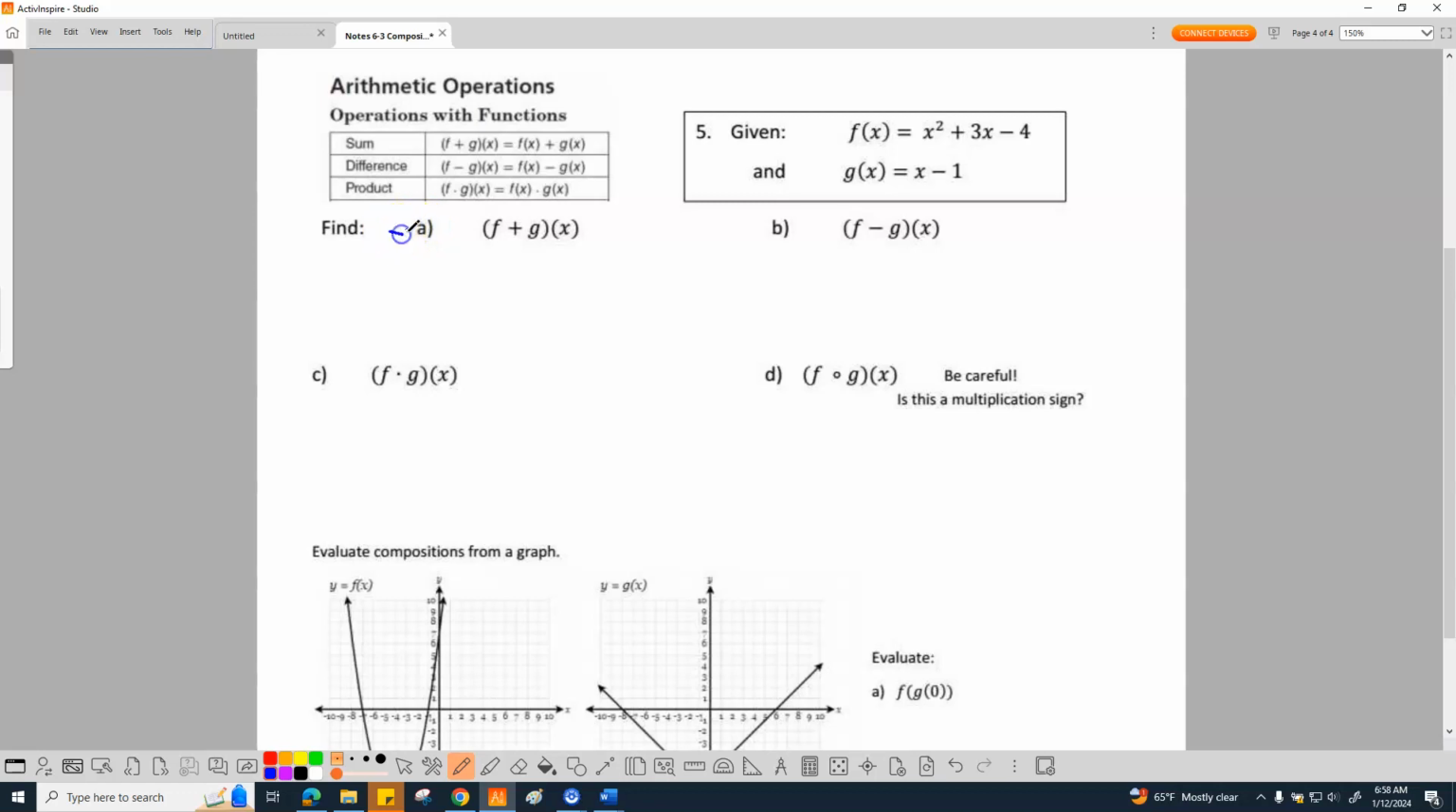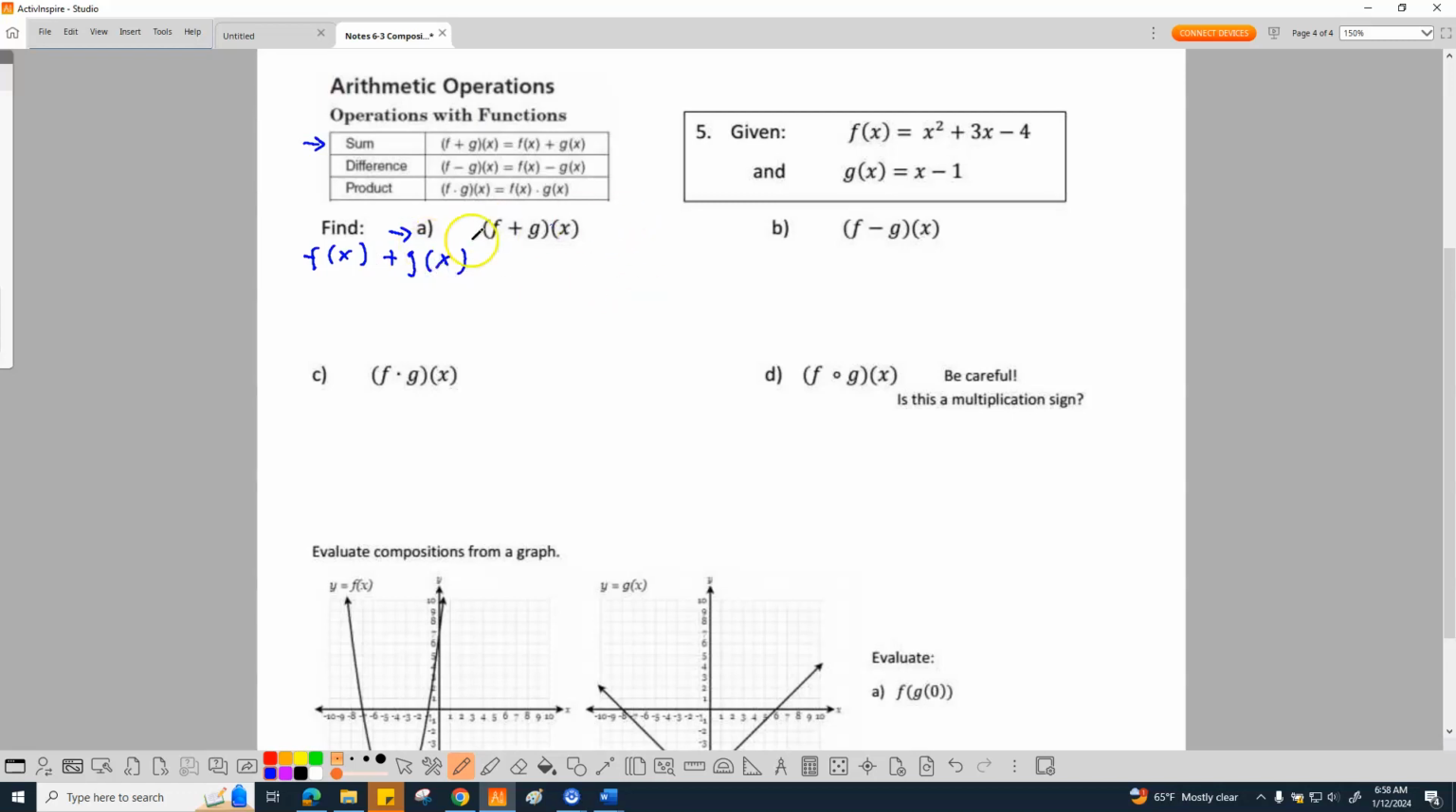So check out A. Look at this notation, (f + g)(x). This is not combining functions the way we've been doing. This is saying something different. So take a look up here. This is what it means. It means add the functions together. And that looks weird, but it's not that bad.